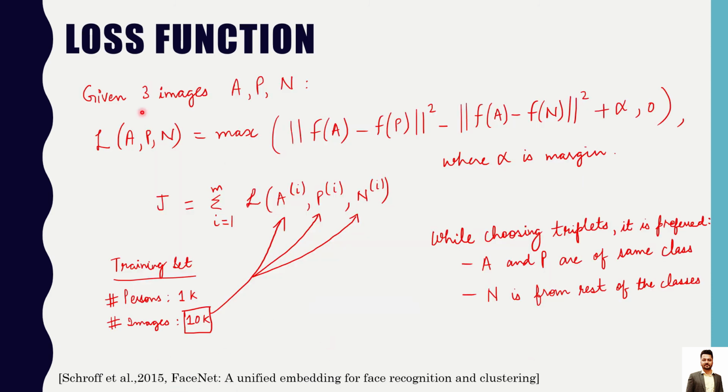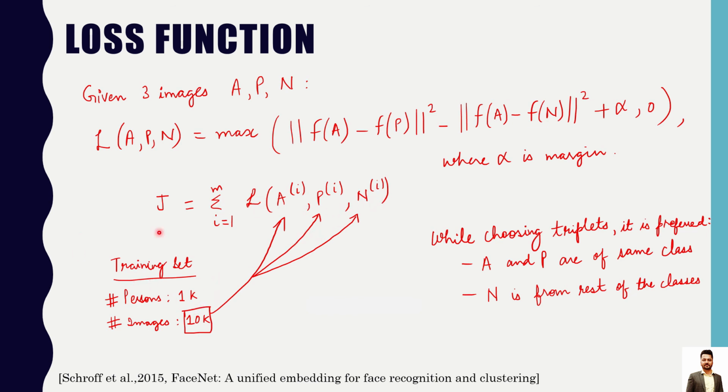Okay, now the loss function. We have to calculate the loss function, then only can we try to minimize it. Given three images A, P and N, anchor, positive and negative image, you have to maximize this value: ||f(A) − f(P)||² − ||f(A) − f(N)||² + alpha, comma 0, where alpha is the margin that we keep as a constant value. So this expression should be positive, then only will our loss be more. J equals sigma i equal to 1 to m of loss of (a_i, p_i, n_i).